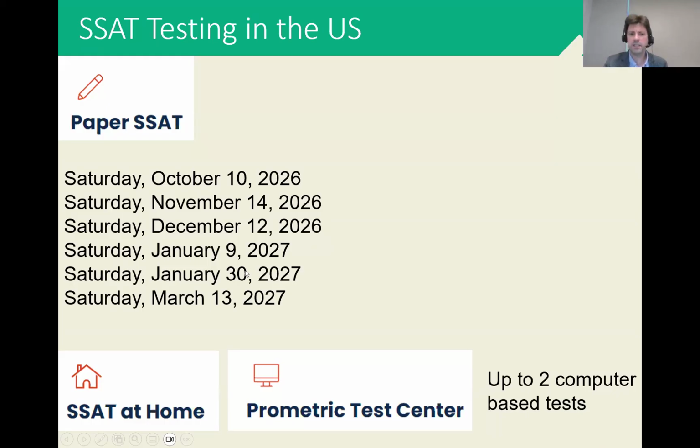The other advantage of the flex test, it does cost more, but it can often also be a smaller test taking environment for students. Schools don't care if you do it as a national testing date, as a Prometric test center, or as a flex test. It's all essentially the same SSAT. And just note, if you take the flex test, you can only take it once because there is only one form that is designated as a flex test.